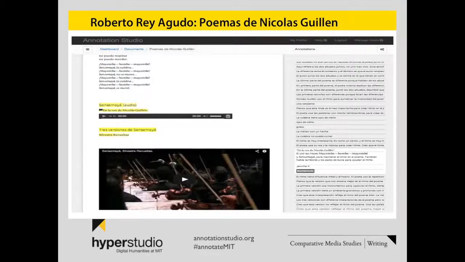I'm showing a fragment of a poem by Nicolas Guillen, Sensemayá, which has sort of a ritual chant rhythm to it. And what I did was to embed a recording of Guillen himself reading his poem, which enhances students' appreciation for the rhythmic patterns of the poem, his use of language to create rhythm, and the Afro-Caribbean roots of the poem's music.